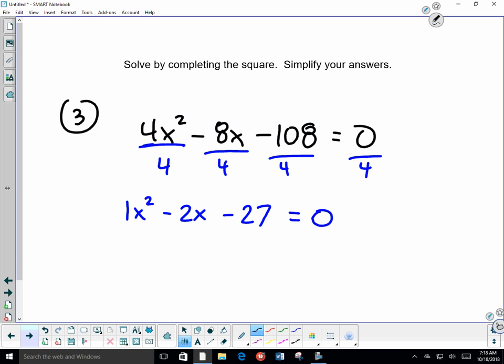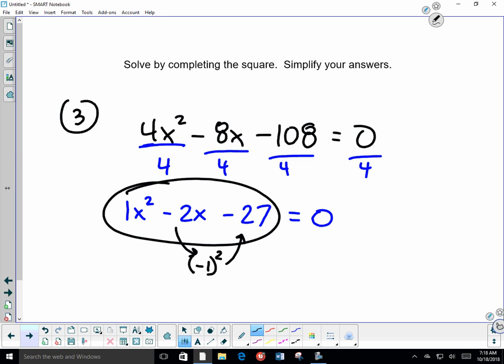Is this a perfect square trinomial? Well, you want to test it. If I take half of negative 2, I get negative 1. And if I square that, do I get a negative 27? No, that does not look so good.